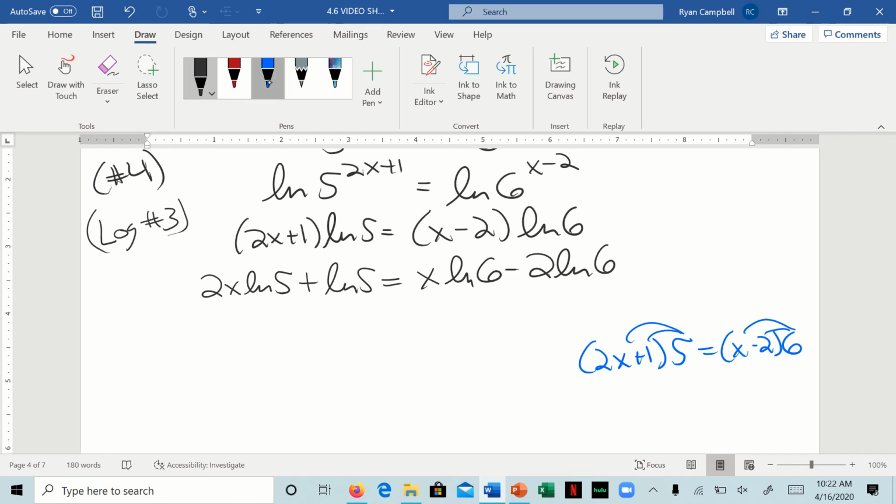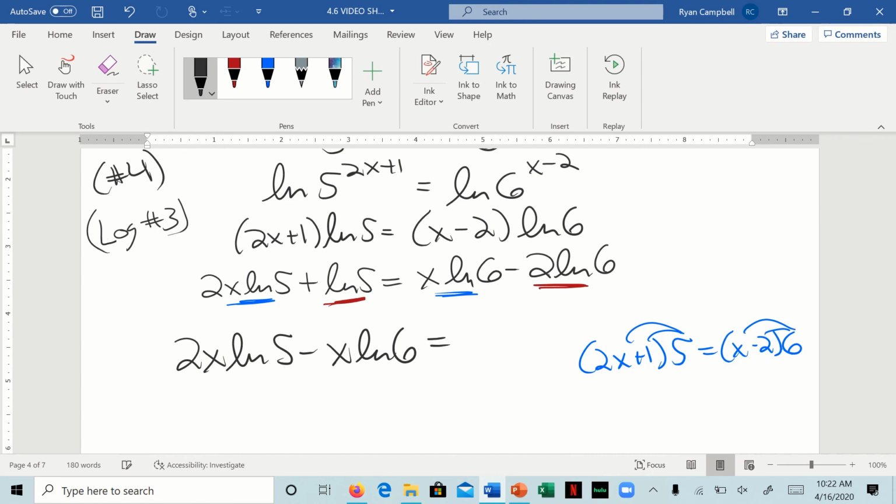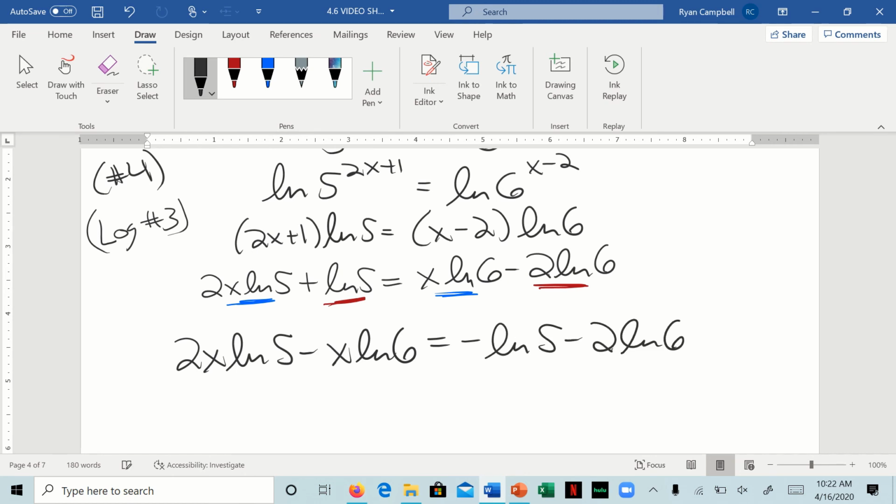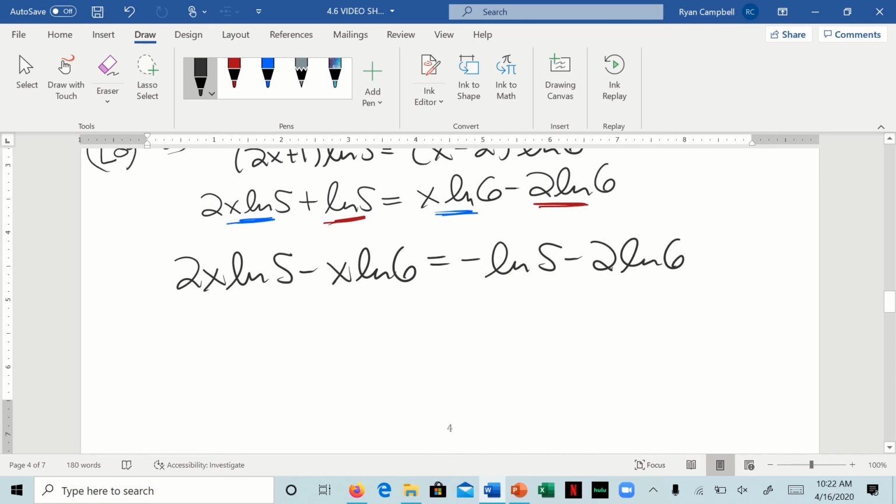And now, we're trying to get x by itself, so let's get all the x's to one side and all the numbers on the other side. So we get 2x times the natural log of 5 minus x natural log of 6 equals negative natural log of 5 minus 2 natural log of 6. Now we're just two steps away from finishing this, so we're really close. What can we do to the left side so that the end result is x equals something?